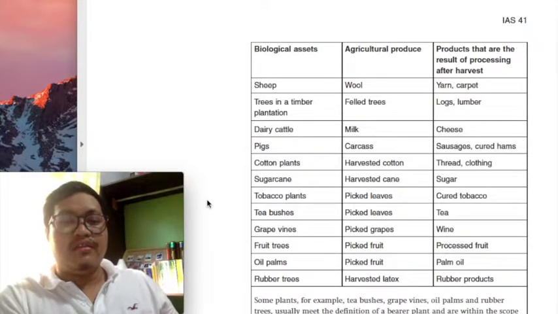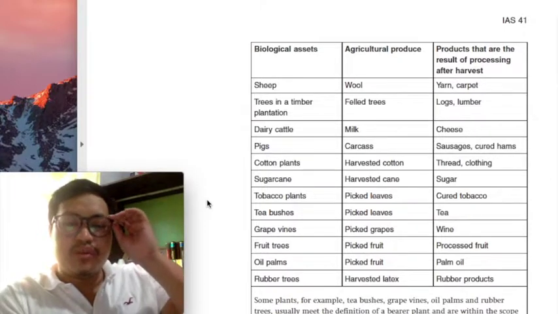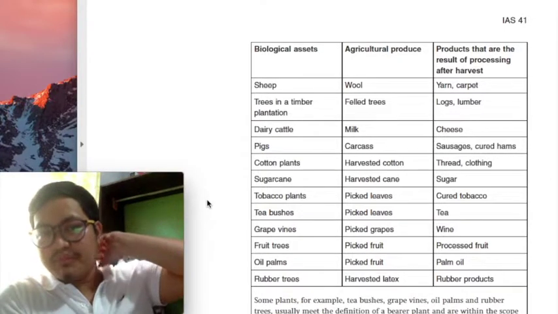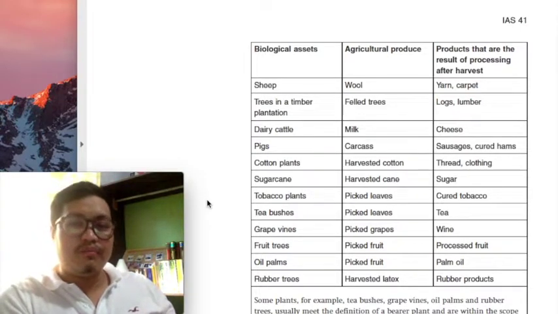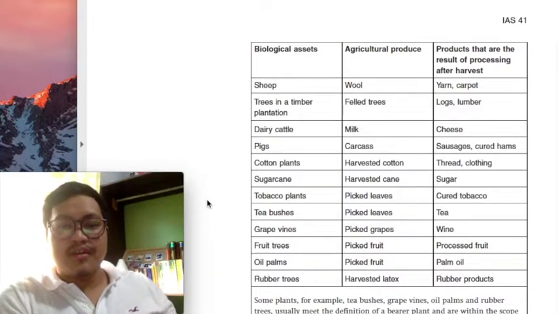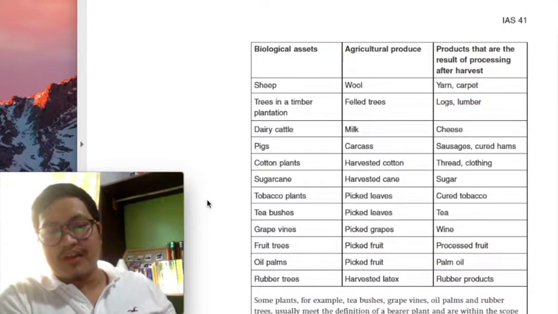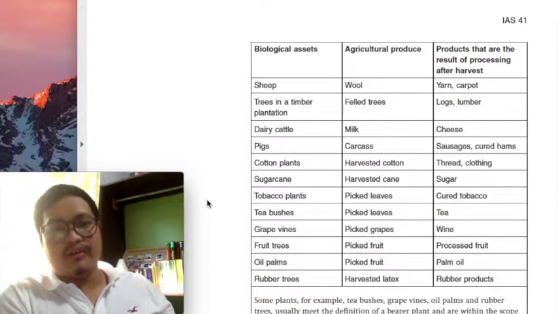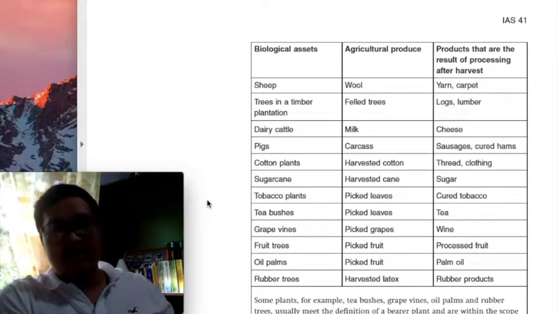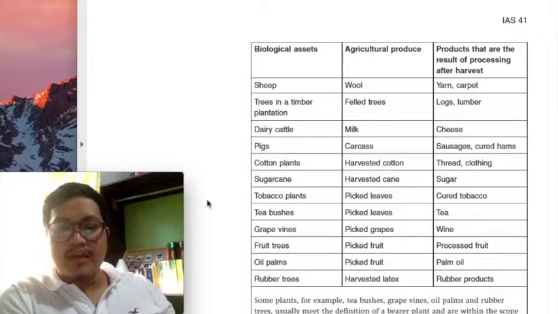Okay, the tea bushes would be your biological asset, the leaves would be the agricultural produce, and the tea itself would be the after-processed product. So please be familiar with these items because you could be asked to connect or relate the after-processing products with the agricultural produce and the related biological assets. It's a matter of being familiar, class.